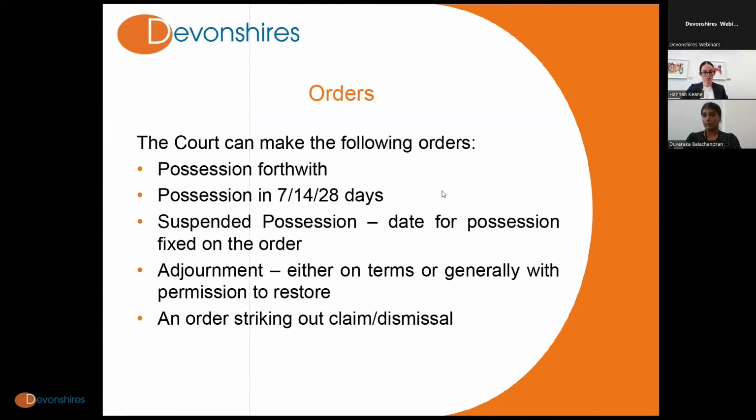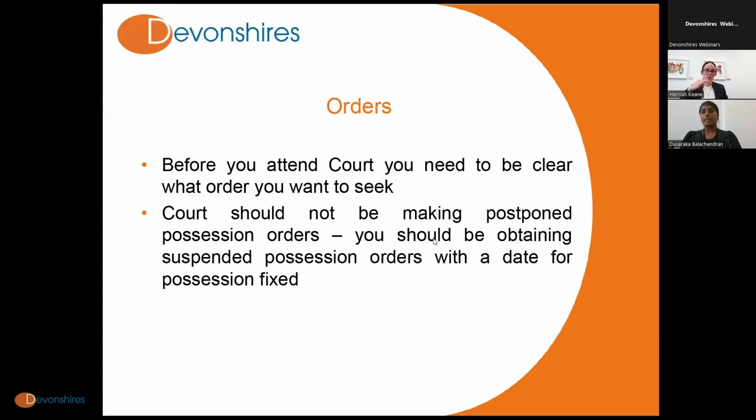Again, one thing that we don't want is an order striking out the claim or dismissal. So ideally, it's the first 4 options, and ideally not the 5th option. If you try and follow the process that we've outlined, it should hopefully not result in the last order where a possession order is struck out or dismissed. Again, those are the orders that you should be seeking, the first 4 orders and not the 5th order. Please be clear when you go to court in terms of what order you are seeking.